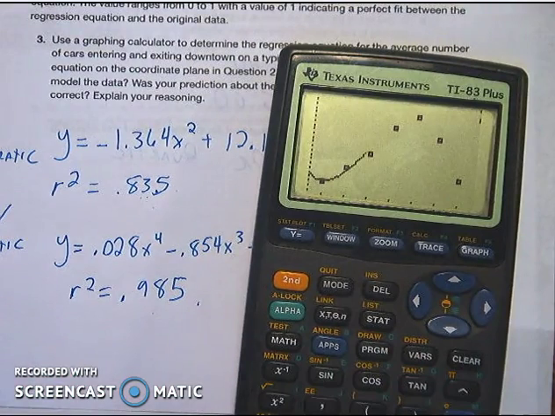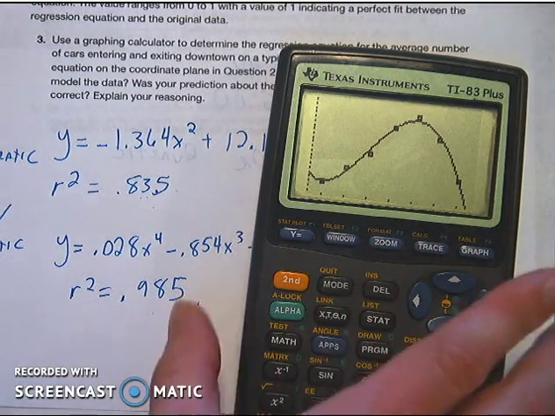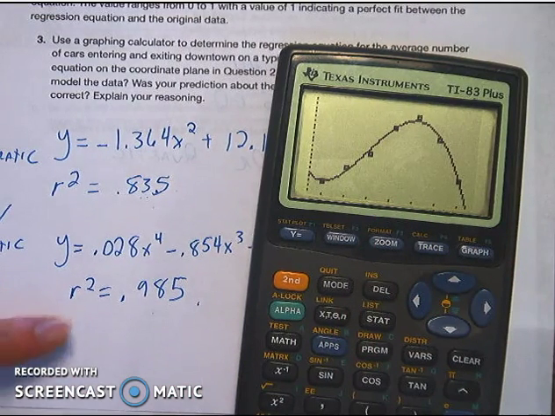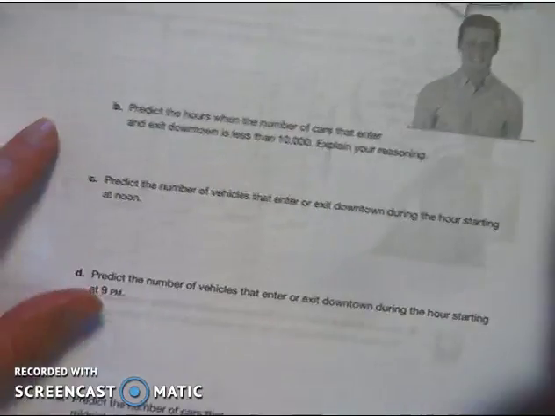And look how good of a model this is. That thing goes through nearly every single point. This is the much better of the two models. This quartic equation fits the data a lot better than the quadratic. And the reason for that is twofold. It goes through the points better, and the r squared value is closer to 1. So once you've got this model, you can answer some questions about the data.